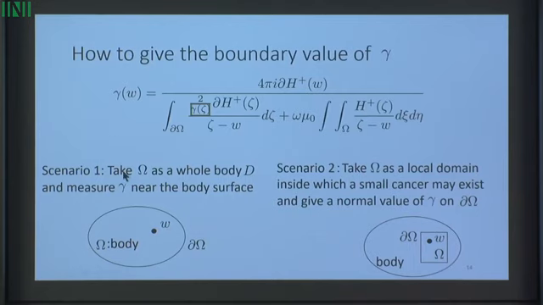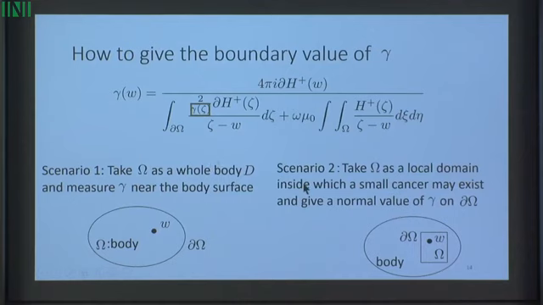The first one is that we take omega as a whole body slice. In this case, the boundary is the skin surface, so gamma's value is the conductivity and the permittivity of fat. By some other method, we measure those values, and then substitute those values into here, then we can compute this one.